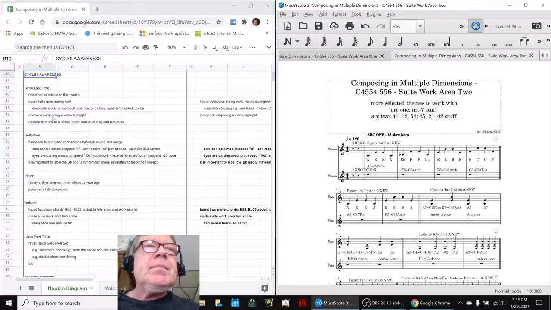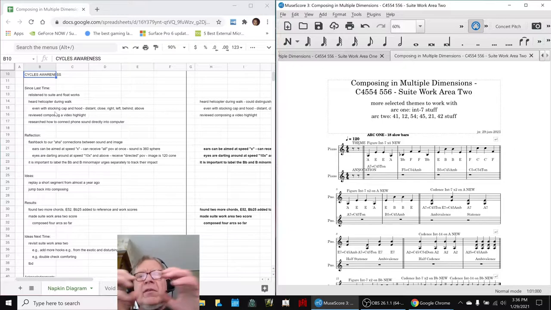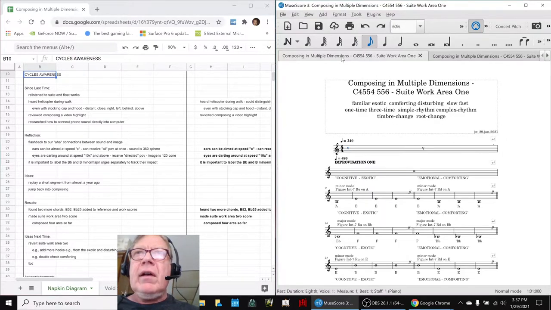So, sound is 360, even though music comes across as linear, unless you're in surround stereo, I guess. And vision tends to come straight, like a cone of vision coming out of here. And we're still not sure how we would get 360 vision without moving our head. We have to move our head, whereas we can get the 360 sound without moving our head. Something to think about.